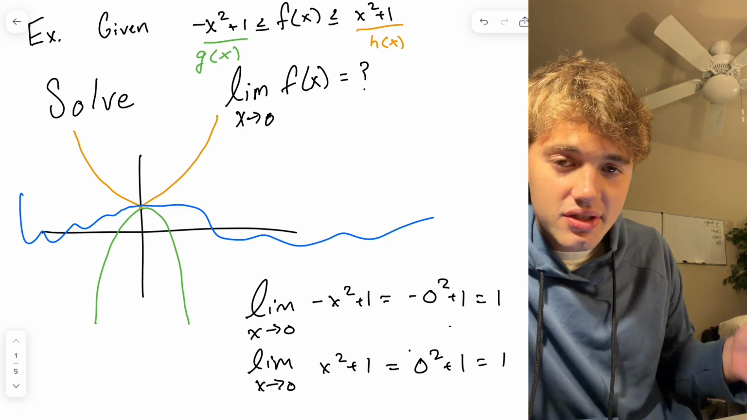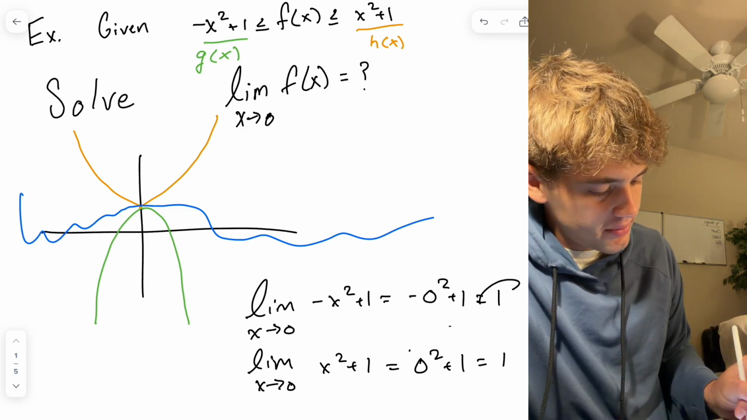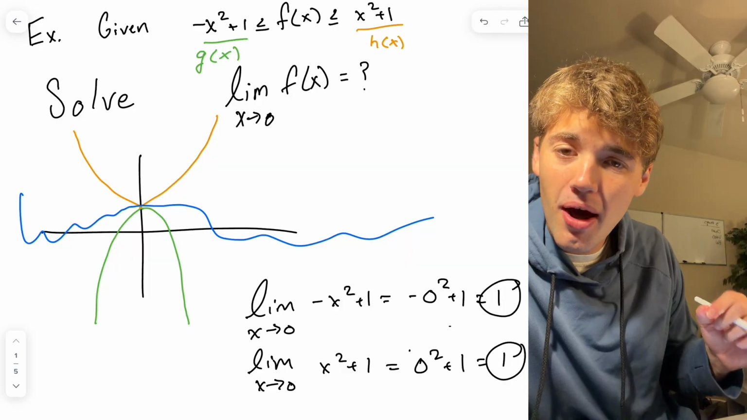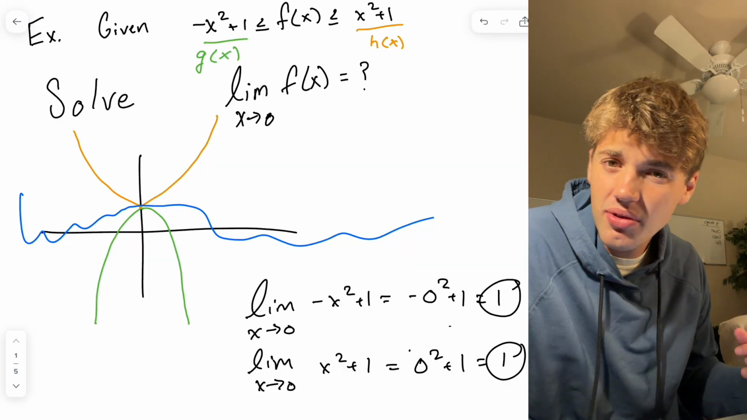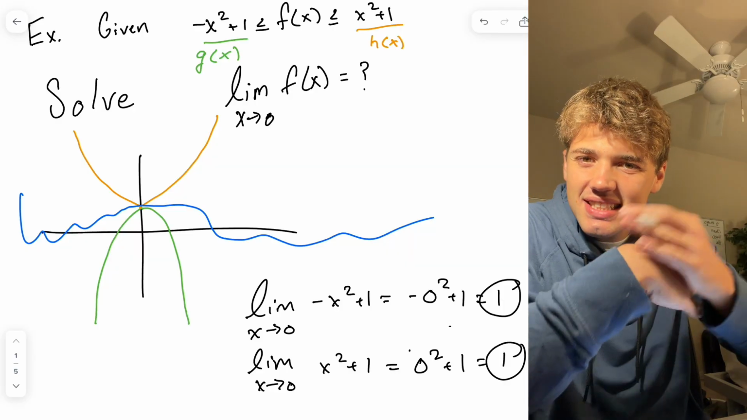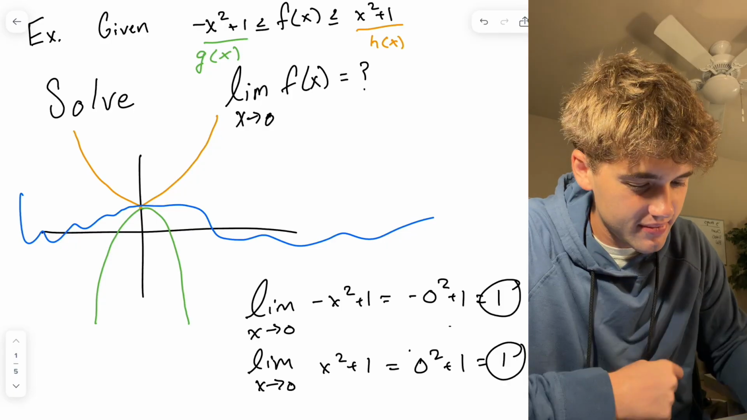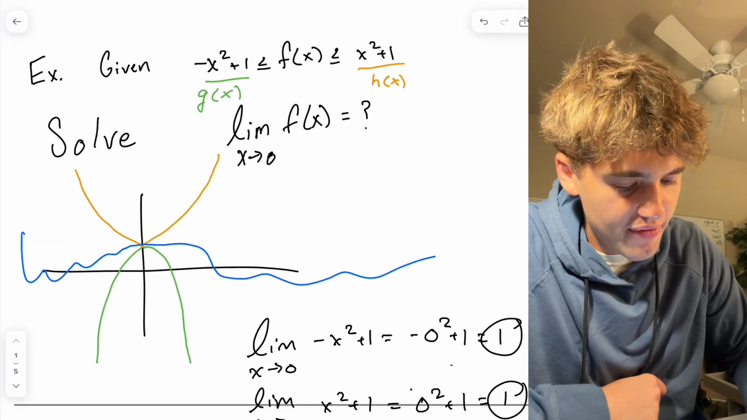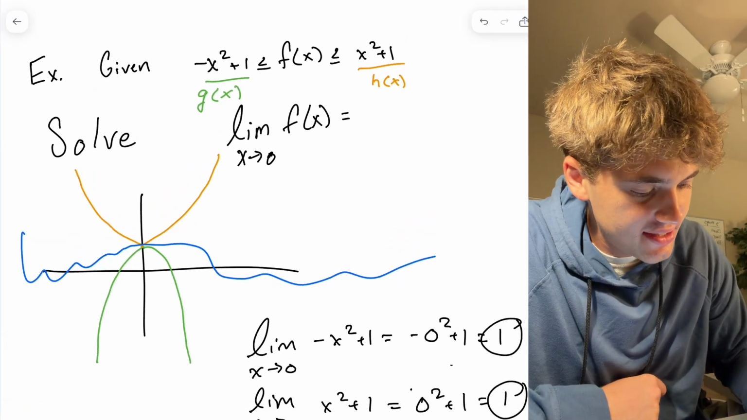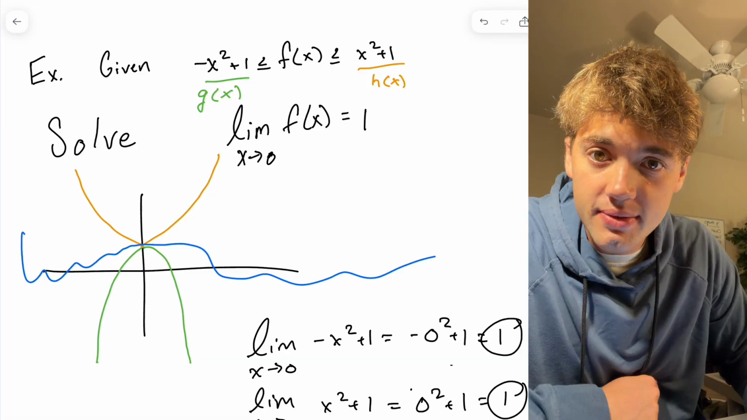So by the squeeze theorem, because we know both our limits of the top and bottom function go to the same value, f of x has to be squeezed in between, which means that the limit of f of x as x approaches 0 is equal to 1.